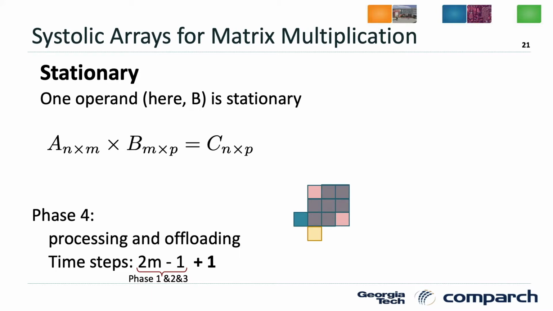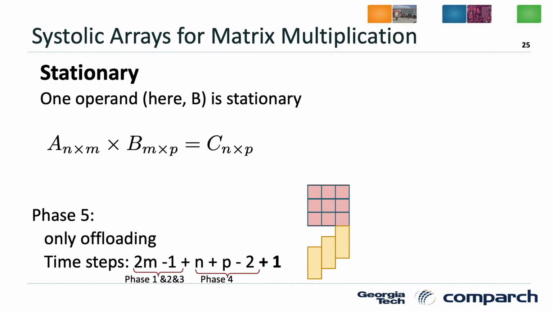Starting from the next step, or in phase 4, the outputs are getting ready. Therefore, we see that the elements of output are pushed out. Phase 4 takes n plus p minus 2 time steps. And one last phase is required to read the last element.